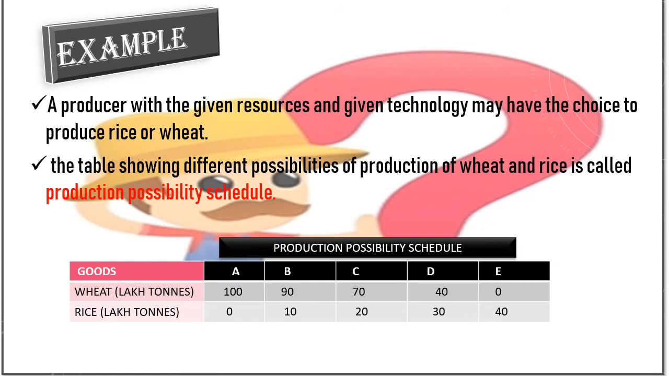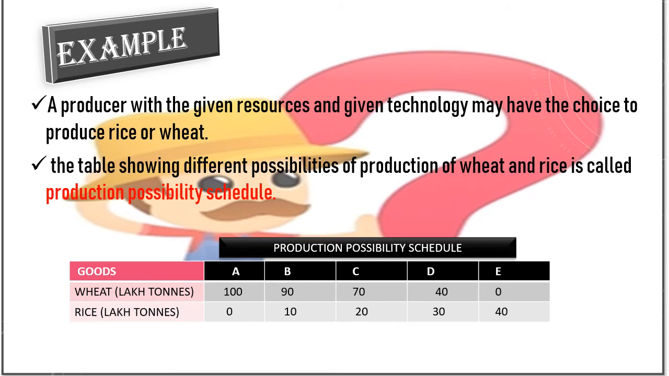If all the resources are used for the production of wheat alone, then 100 lakh tons of wheat can be produced. You can see in combination A, where all the resources are used in the production of wheat only, the rice production will be 0, obviously. And if all the resources are used for the production of rice alone, then 40 lakh tons of rice can be produced, which is shown in combination E. So here are the combinations.